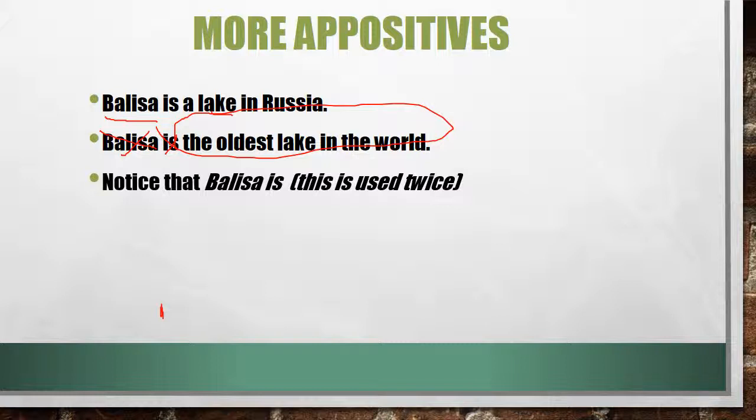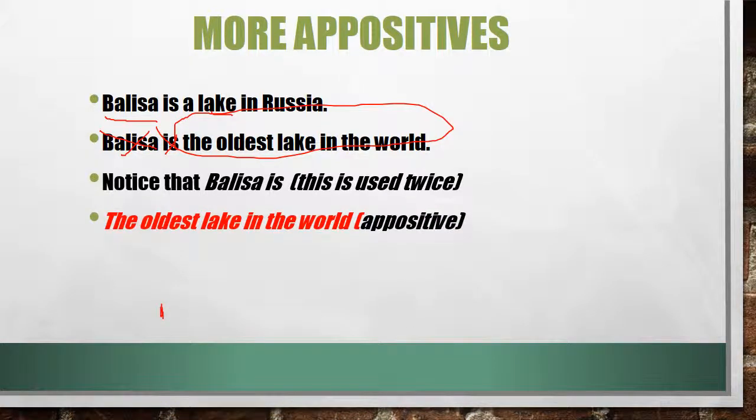So let's go back to the first sentence. Baikal is a lake in Russia. Well, the subject of this sentence is Baikal. Now in the second sentence, there should be some extra information about Baikal. And what is it? Yep, you got it. All the words left become your appositive, the oldest lake in the world.